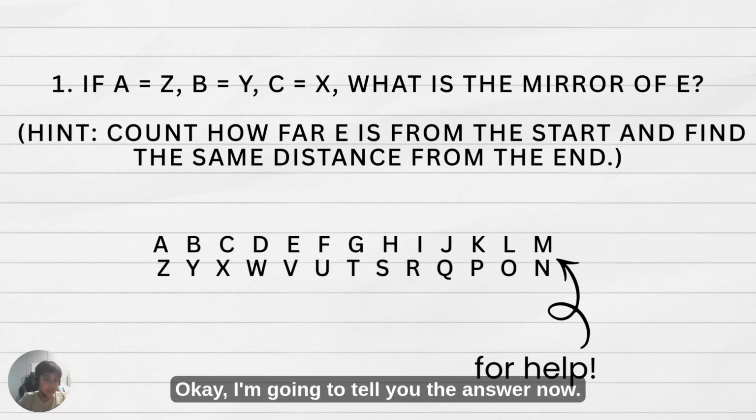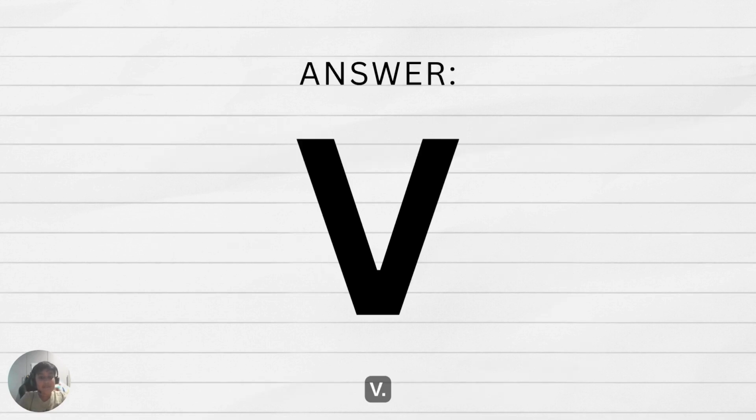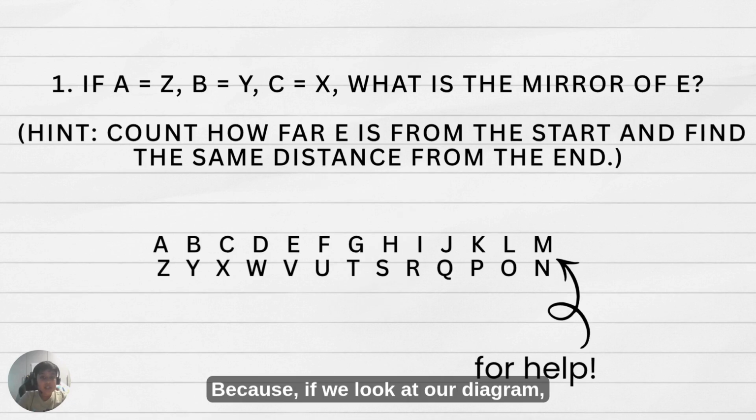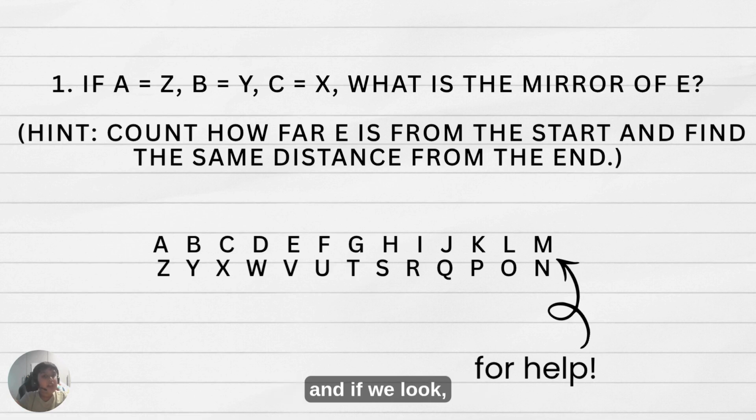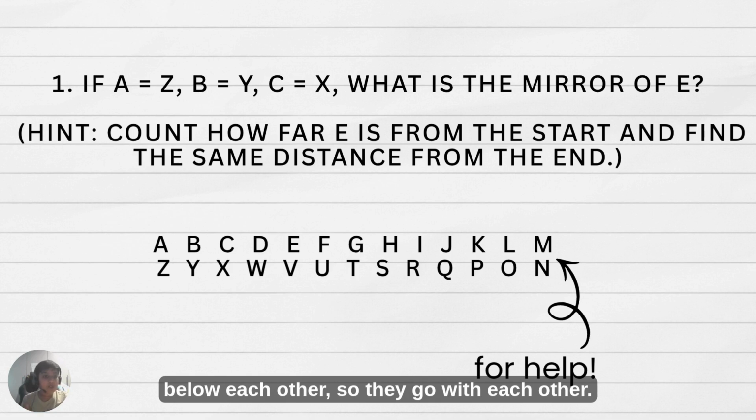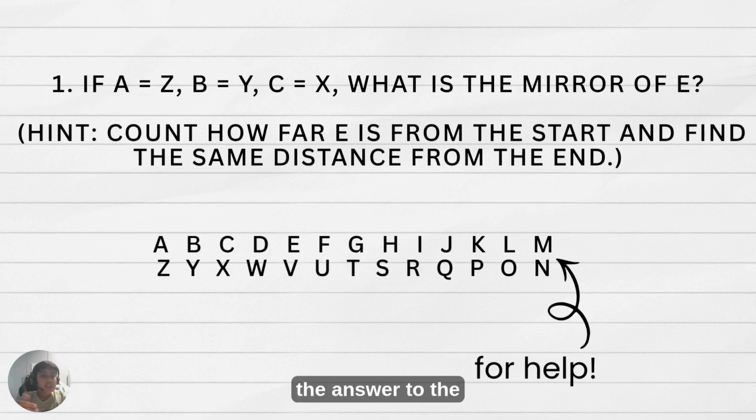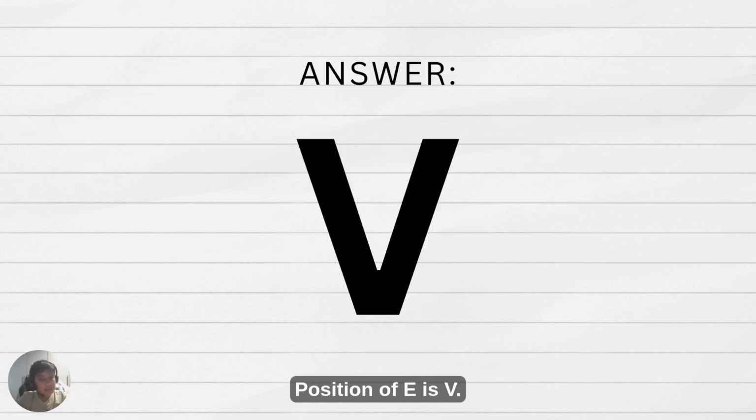Okay, I'm going to tell you the answer now. The answer for this first question is V, because if we look at our diagram, A equals Z, B equals Y, C equals X, D equals W, and if we look, E and V are on top and below each other, so they go with each other. So the mirror position of E is V.